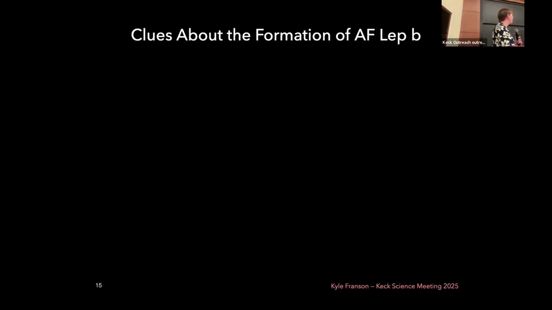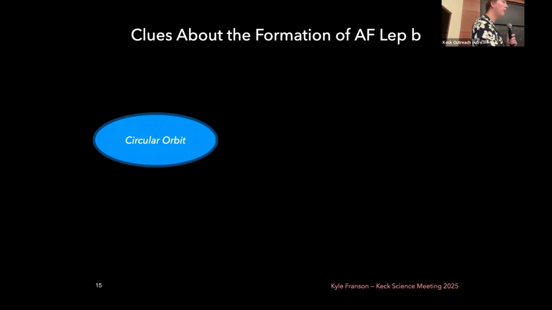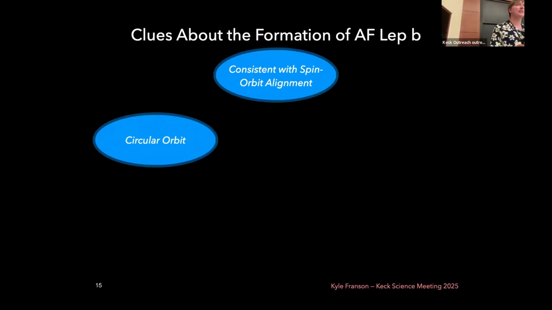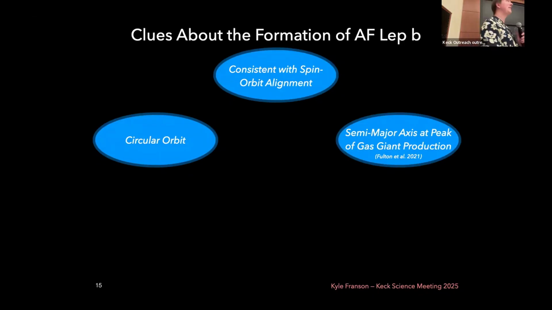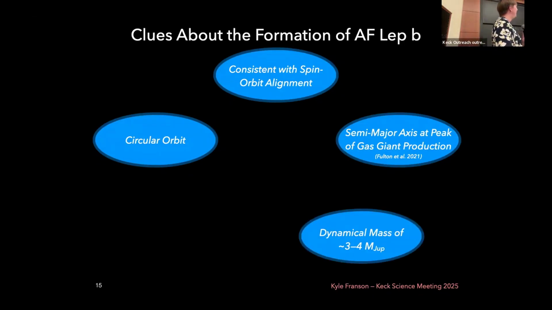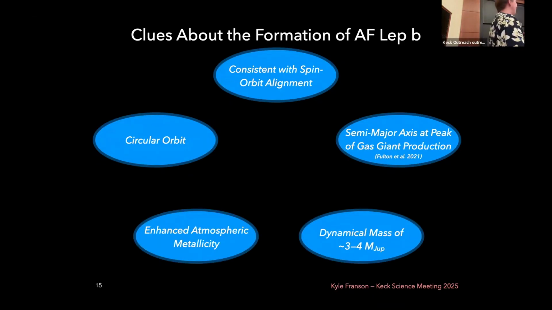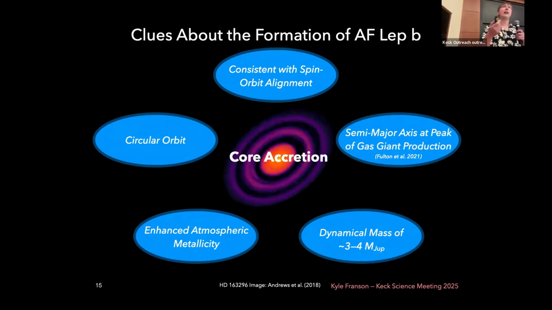When we start to pull all these lines of evidence together from the circular orbit, an orbital inclination consistent with spin-orbit alignment, a semi-major axis at the peak of gas giant production, a dynamical mass of 3 to 4 Jupiter masses, and enhanced atmospheric metallicity, these lines of evidence are suggestive of the planet forming through a core accretion formation process. And so to go from the discovery of the planet 2-ish years ago to assembling such a well-mapped SED and orbit, to be able to make this kind of inference about its potential formation really speaks to the science that you can do with this style of informed direct imaging survey.